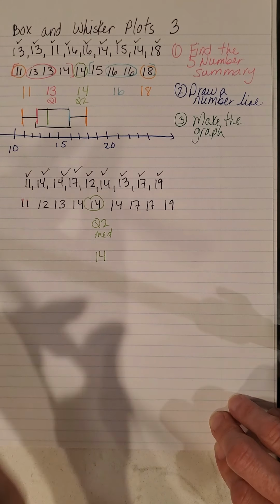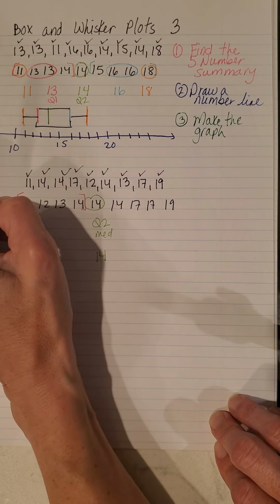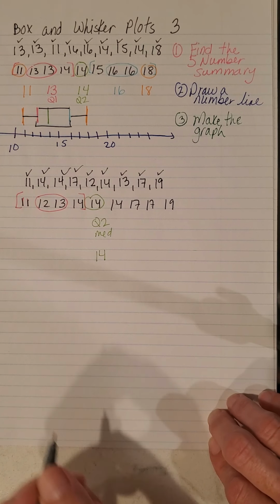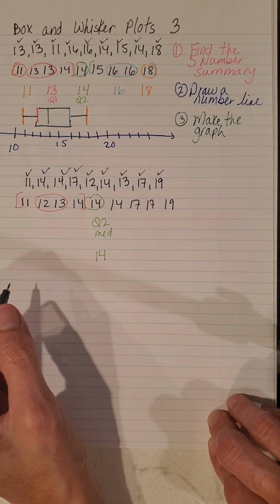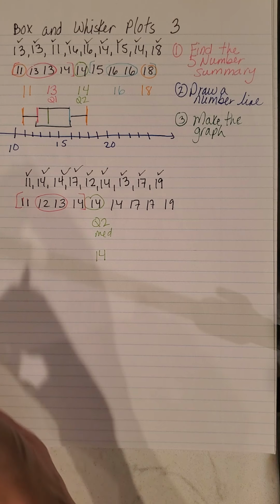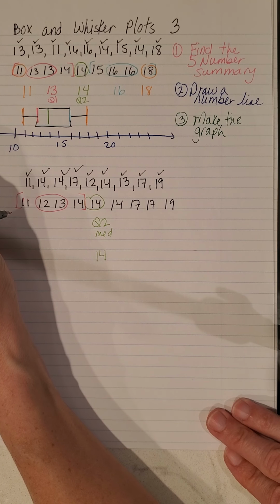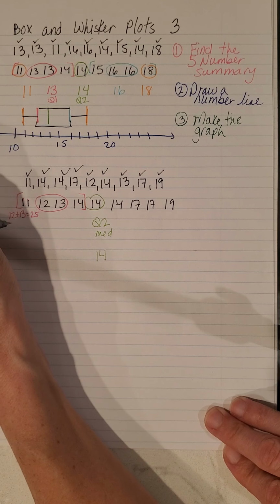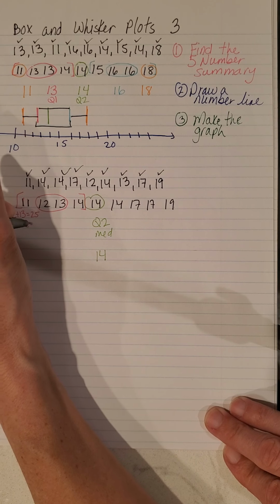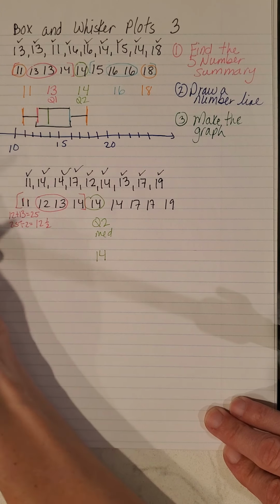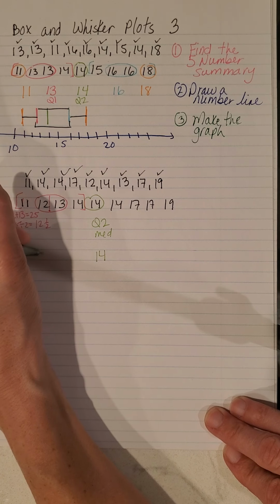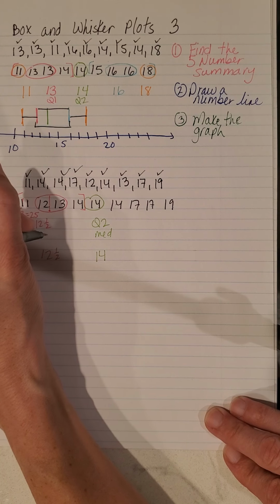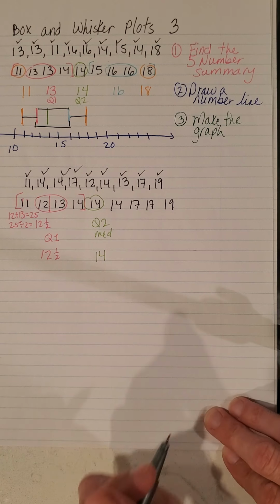Next, I'm going to find the lower quartile. And this time I have 12 and 13, and so there's not a whole number between 12 and 13. I have to add them and divide by 2. 12 plus 13 is 25. 25 divided by 2 is 12 and a half. And so that is my Q1. My lower quartile is 12 and a half.